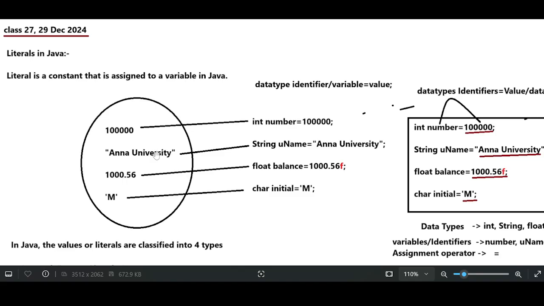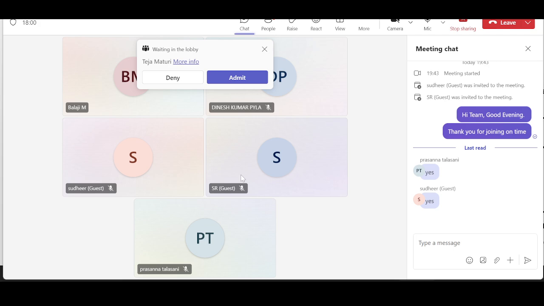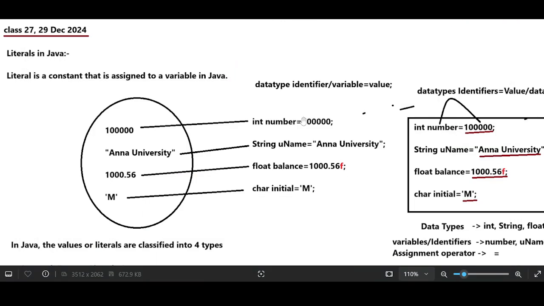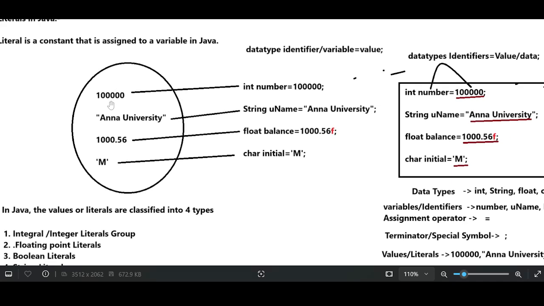So what were we discussing in the last class? In yesterday's class, we were discussing Java literals, right? So what is a literal? A literal is just a constant. I can say that it is a data or a value that is getting assigned to the respective data type. In this example, we have seen this is a number literal, and Anna University is a string. It is a literal.